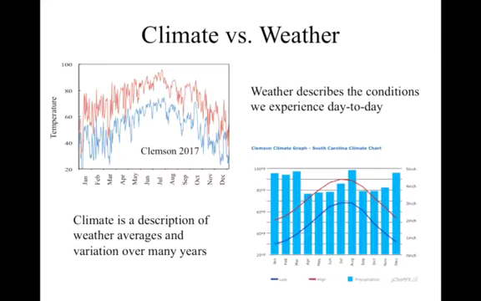So rather than just looking at the weather on January 1st in 2017, we're going to look at the weather on January 1st from 1990 through to 2020, or even sometimes a longer period. And again, that's what gives you climate. So climate is averages over many years rather than just a single day, which is what you have from the weather.